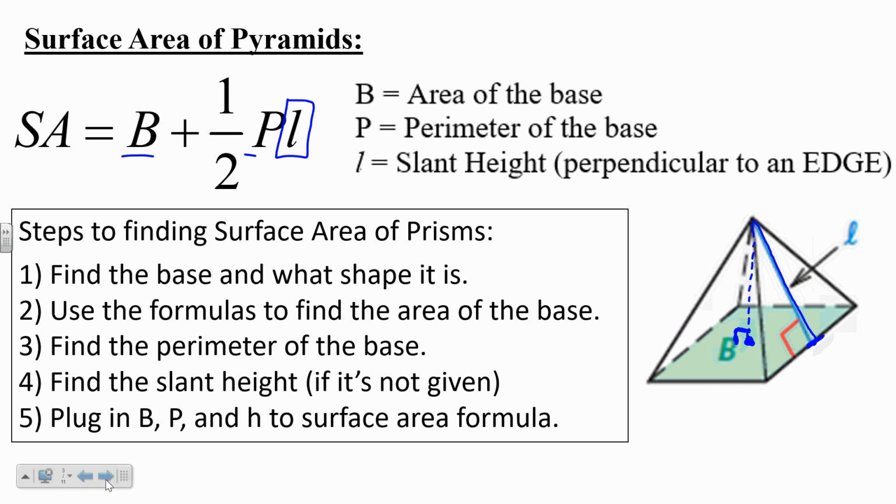So it's the same formula or the same steps as we used before that we use with prisms. Obviously, I should have put pyramids here. The only difference is there's this extra step where we have to find the slant height unless they give it to you, so it kind of depends.